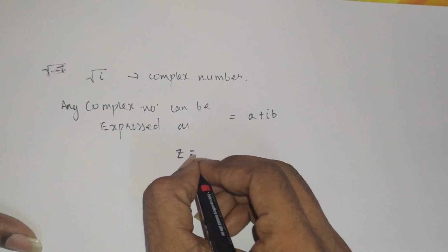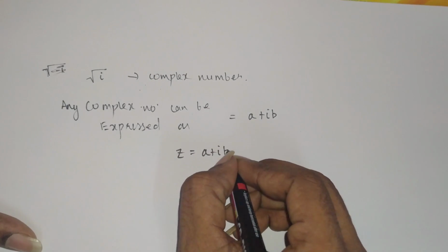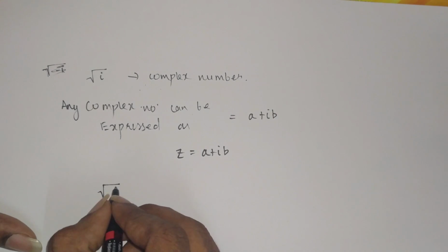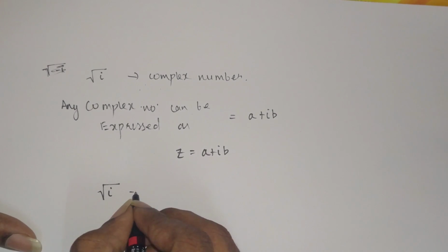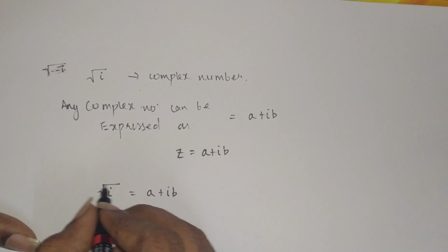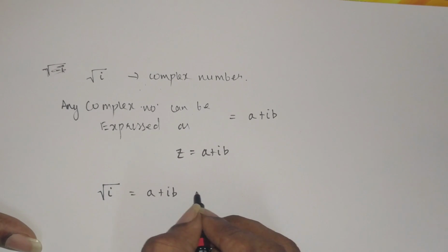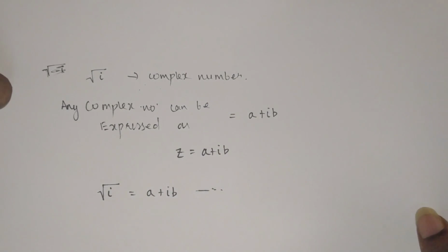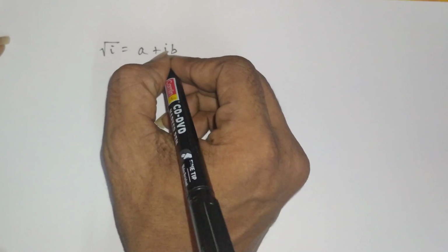We know root i is a complex number, so we are assuming root i as z. We know z is equal to a plus ib, therefore root i equals a plus ib. Now to find the proper value of root i, we have to solve for a and b, which are still unknown. Let's swap papers.